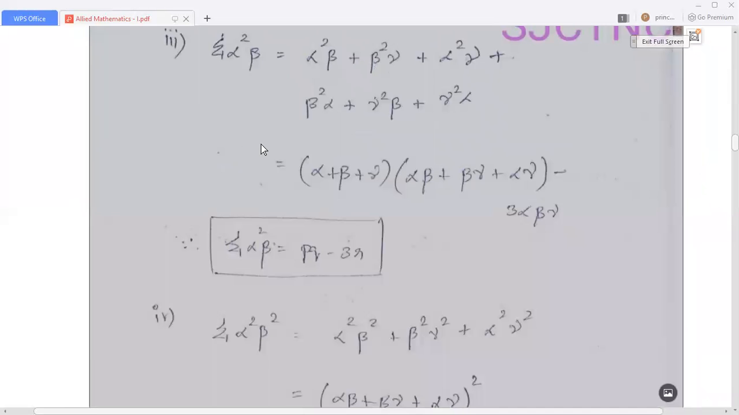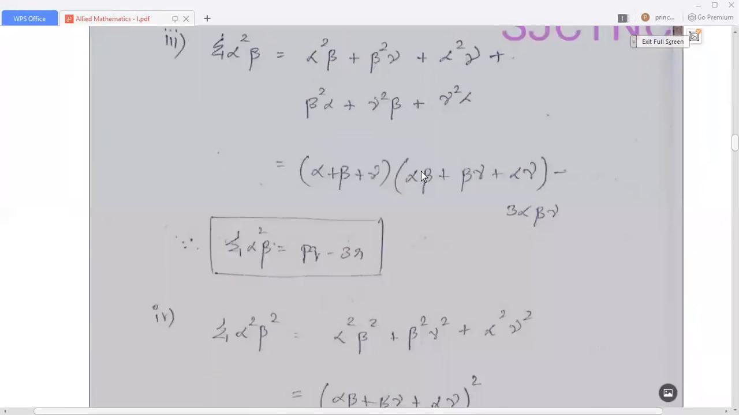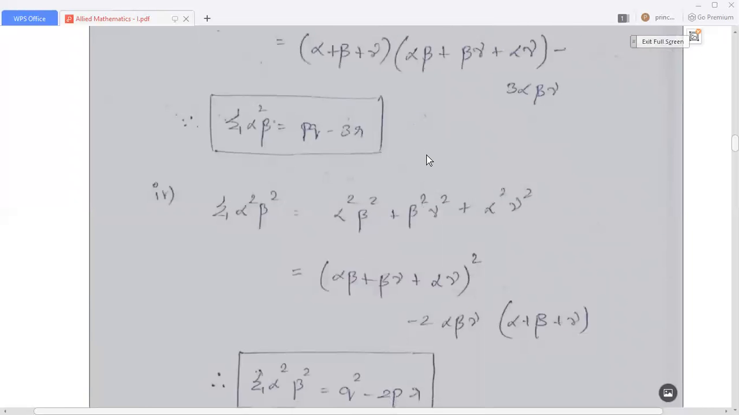Right. Now we calculate sigma alpha square into beta. So this can be written as alpha square beta plus beta square gamma plus gamma square alpha plus alpha square gamma plus beta square alpha plus gamma square beta. For that we write this formula. So this is the convenient form where we can substitute the available values. When we substitute the values, we get sigma alpha square beta is equal to pq minus 3r.